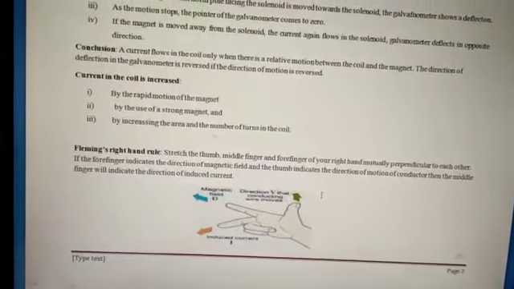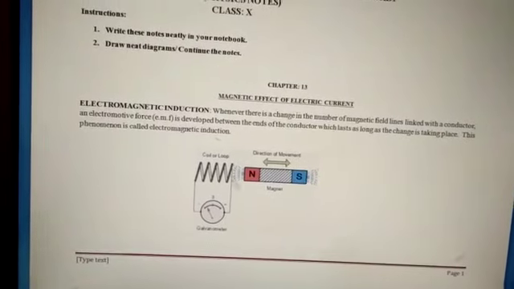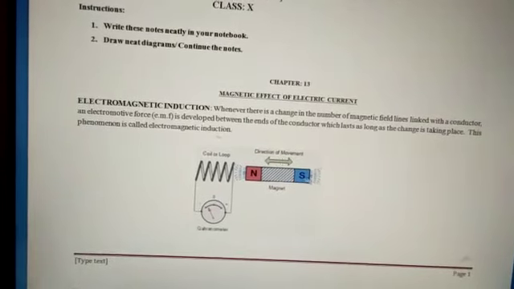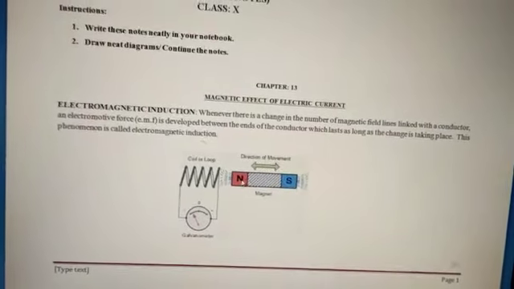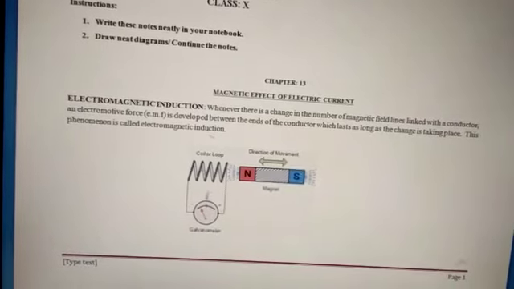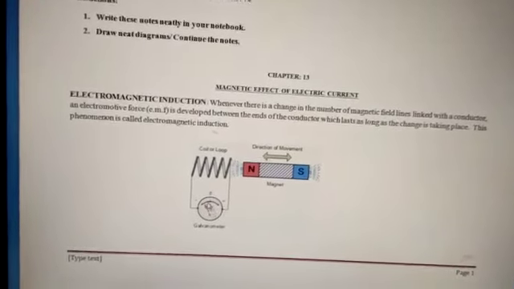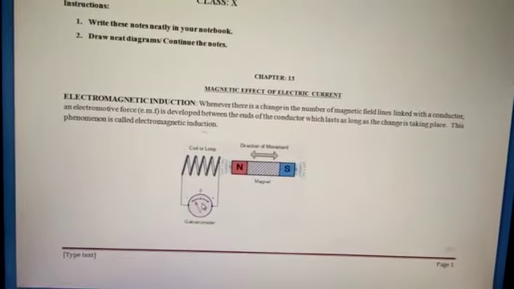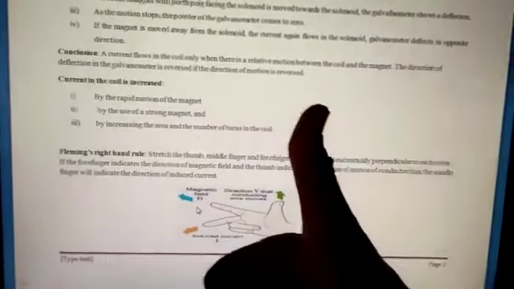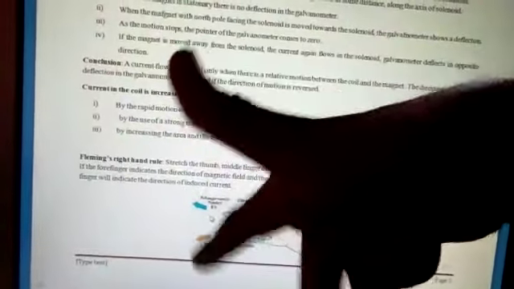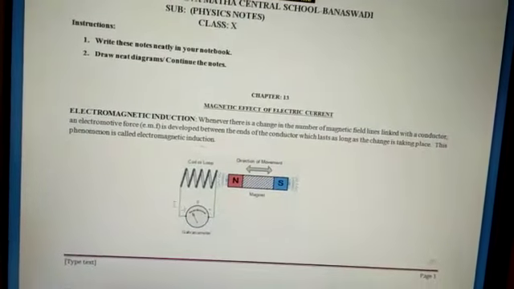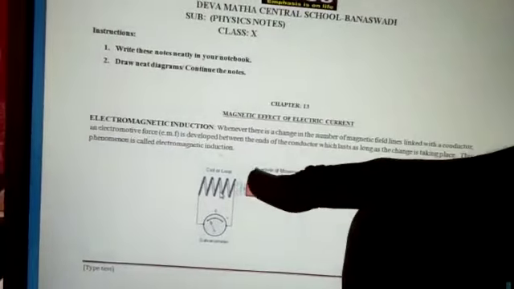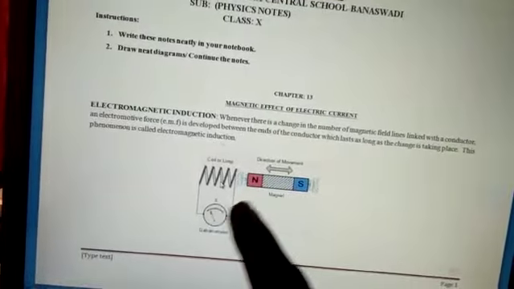Let us consider this case. We have to keep this magnet inside or near to this particular coil. Whenever it comes near, perpendicular to this coil, the galvanometer shows a deflection. So which finger is that? The thumb shows the direction, the direction of the magnet near to this coil.